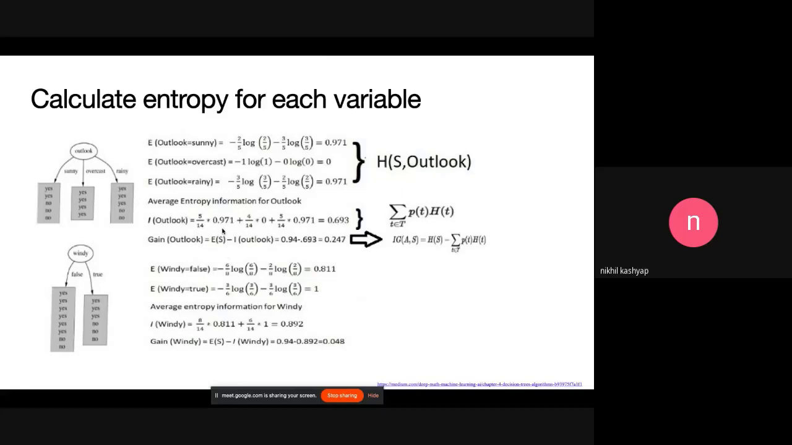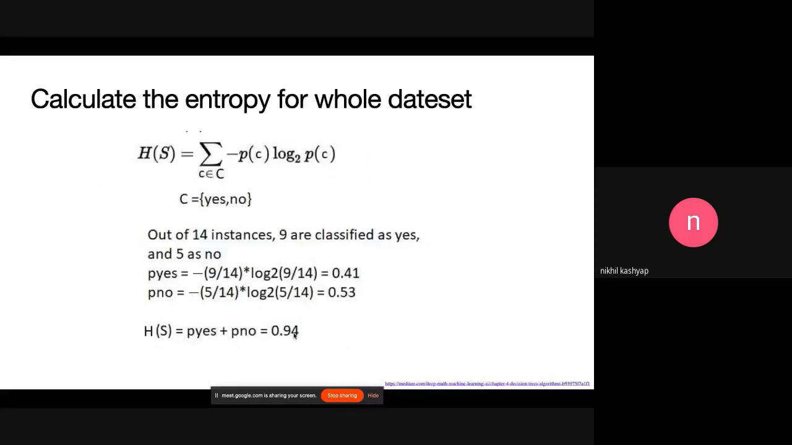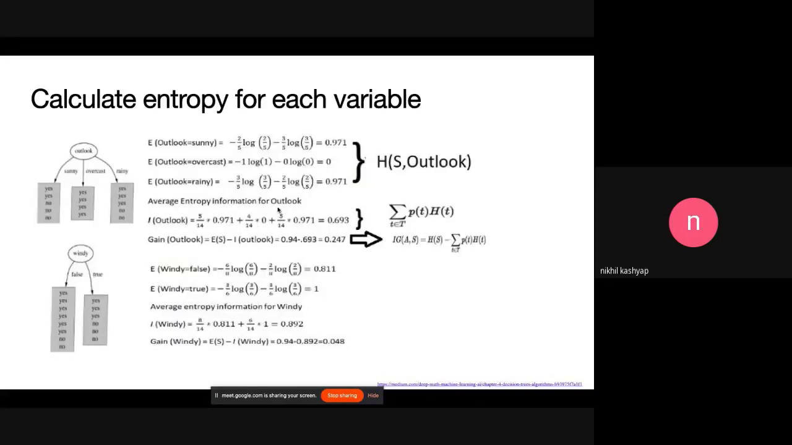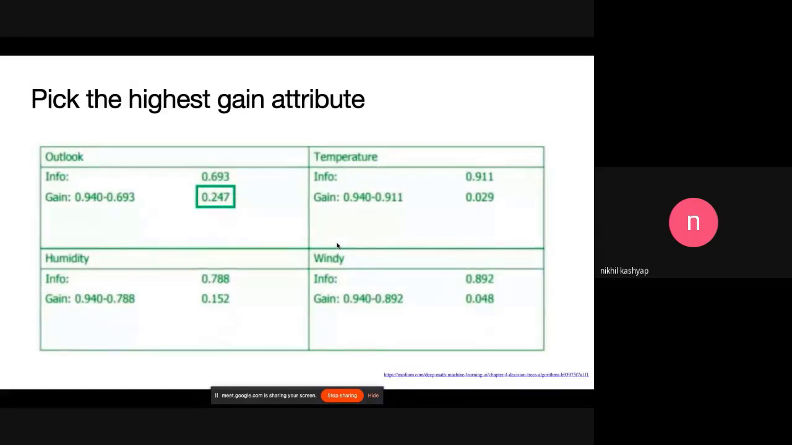The next thing you do is calculate something called gain. So gain is the total entropy of the data set minus the entropy information of the particular variable. The total entropy we calculated here as 0.94, and for this particular variable the entropy information is 0.693. So you just subtract it and you get 0.247. All right. So you do it for every other variable, and you pick whichever gives you the highest as the root node.